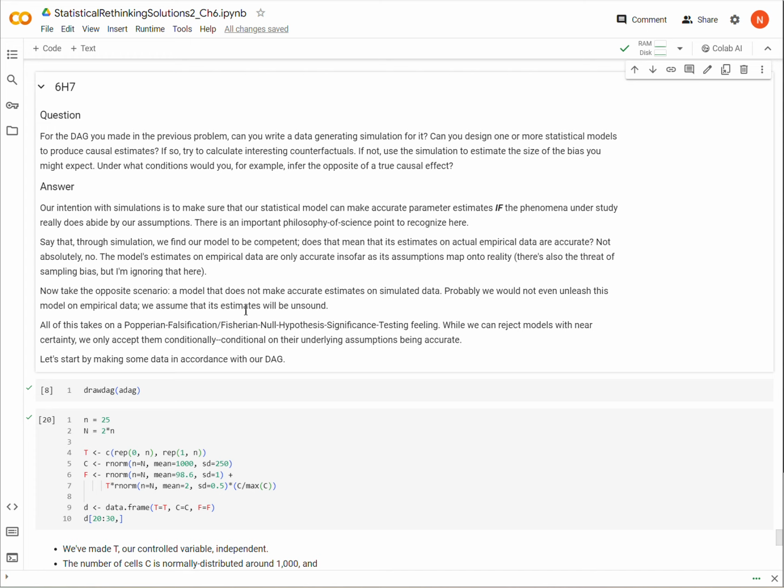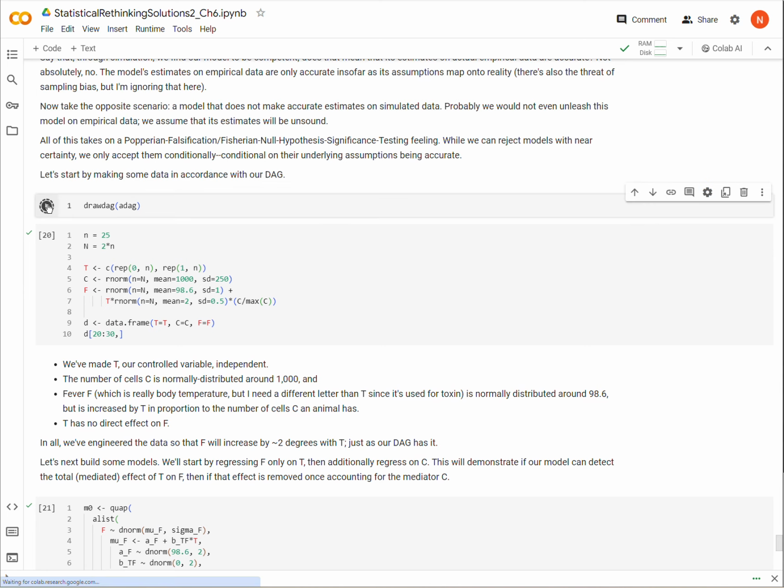So there's kind of a Popperian feel to this, right? Where we can't really prove that any of our statistical models is a good fit to the empirical data, but we can certainly show that a model is not a good fit to empirical data insofar as the empirical data conforms to our assumptions. So that's kind of a mouthful, but anyway.